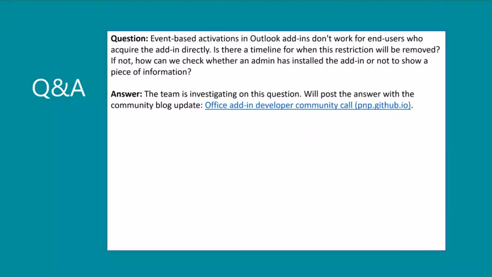And the last question is about event-based activation in Outlook. Add-ins don't work for end users who acquire the add-in directly. Is there a timeline for when this restriction will be removed? If not, how can we check whether an admin has installed the add-in or not, to show a piece of information? For this question, we have already reached out to the owner team, and the team is investigating. I also see a similar question in the chat channel, so I will follow up on these questions and will post the answer with the community blog updates.